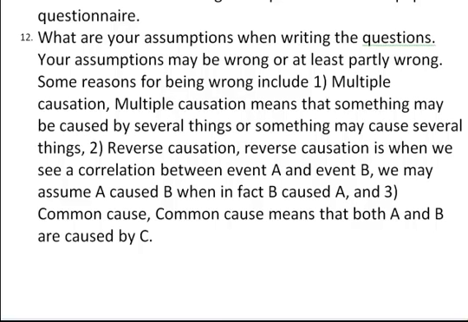Reverse causation. Reverse causation is when we see a correlation between event A and event B, and we might assume A causes B. For example, when we see bigger fires, there's more firemen present, or in the smaller fires, there's fewer firemen. And so reverse causation might be we assume that more firemen means there's bigger fires, or fewer firemen cause smaller fires, when in fact it should be the reverse. It wasn't A that caused B, it was B that caused A. Bigger fires, you tend to send more firemen. Smaller fires, you don't need as many firemen.